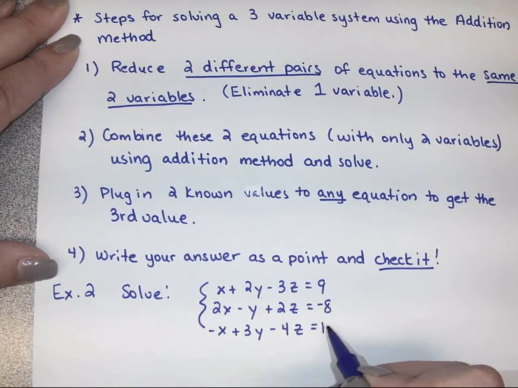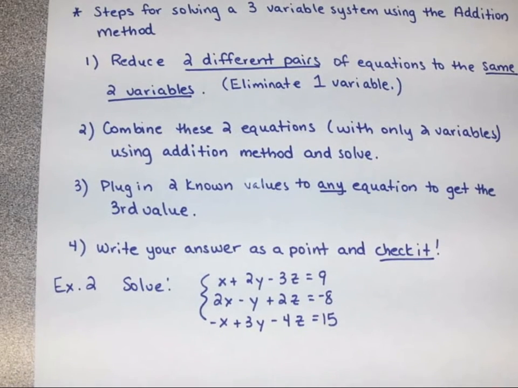So let's say that I have these three equations. x plus 2y minus 3z equals 9. 2x minus y plus 2z equals negative 8. And negative x plus 3y minus 4z equals 15.